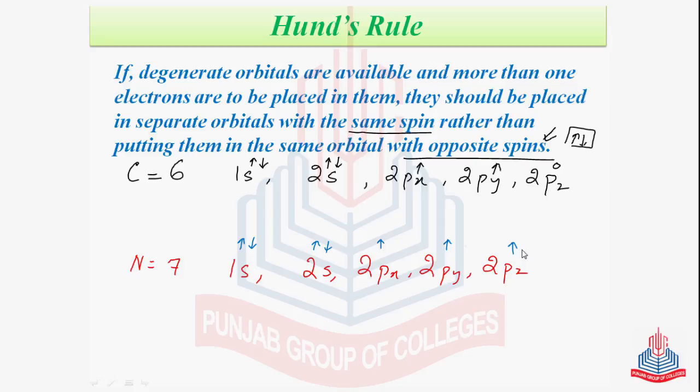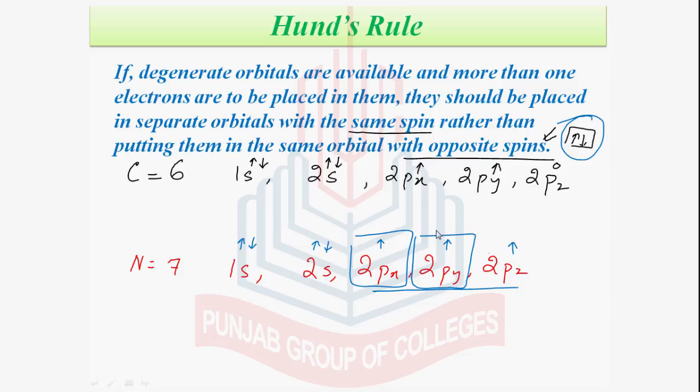हमने किसी भी एक सबशेल में इलेक्ट्रॉन को इस तरह से नहीं रखा in 2px, 2py and 2pz. Means electrons are not placed with the opposite spin in the same orbital. We have placed them in separate orbitals with the same spin. And that is according to the Hund's rule.